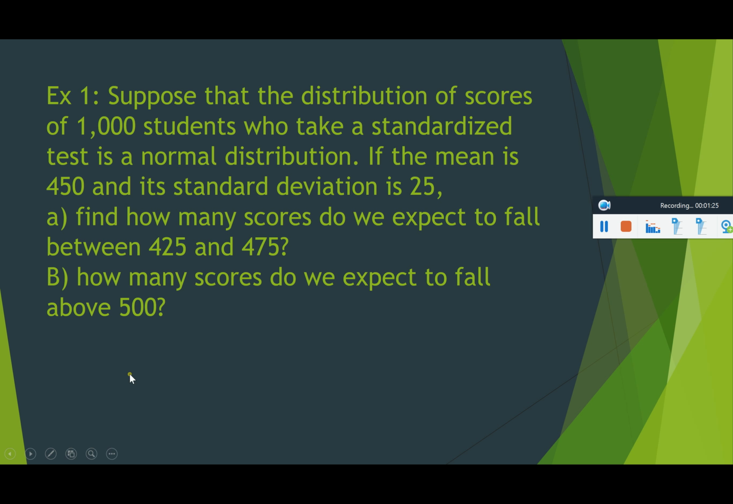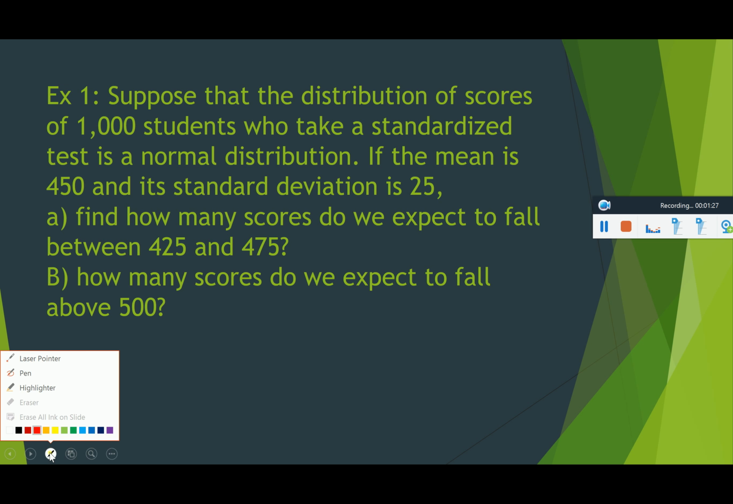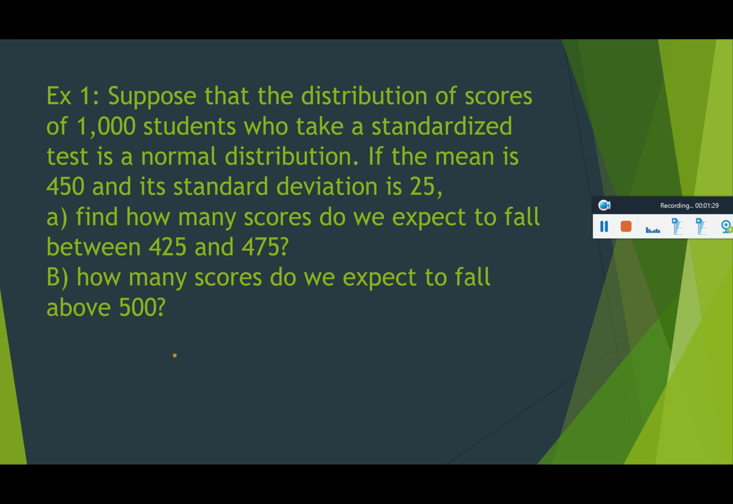So let's look at this first example. Suppose that a distribution of scores of 1,000 students, so your sample is 1,000 students, is a normal distribution, so it tells you it's bell-shaped. Your mean is 450, so x bar equals 450, and your standard deviation is 25. Find how many scores we expect to fall between 425 and 475.